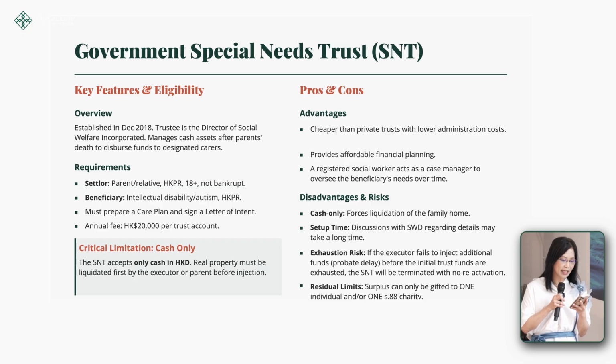The advantages are significant. It is considerably cheaper than a private trust. It provides affordable financial planning. And the beauty of it is that a registered social worker is appointed as case manager to oversee your child's needs over time. But there are disadvantages. As I said, they only accept cash, Hong Kong dollars only. And so it forces you to liquidate your family's home.